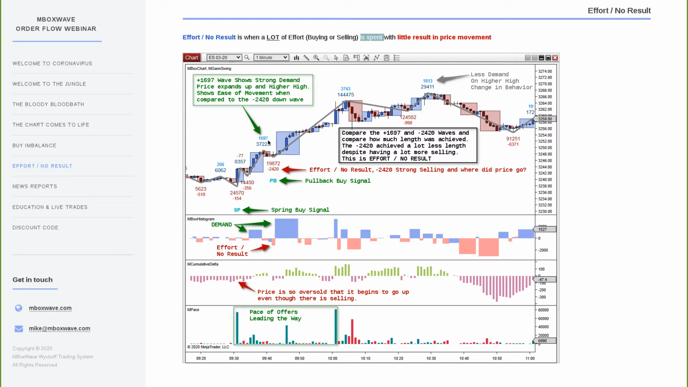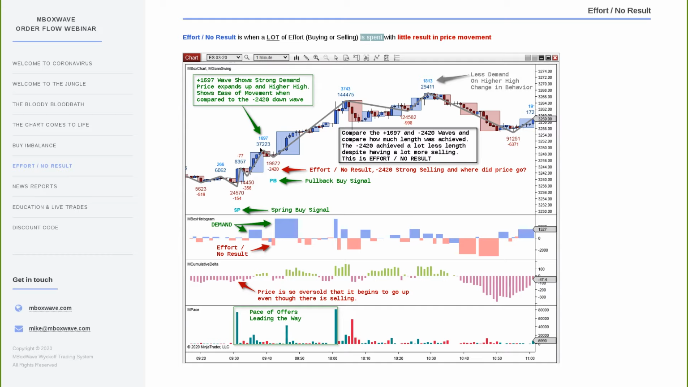Then we see this huge wave of demand here, 1697. So the plus 1697 shows strong demand. Price expands up and makes a higher high. So we've got length here, we've got a higher high, and here's where the effort no result comes in. Compare this to the minus 2420. Look at the length of the waves.